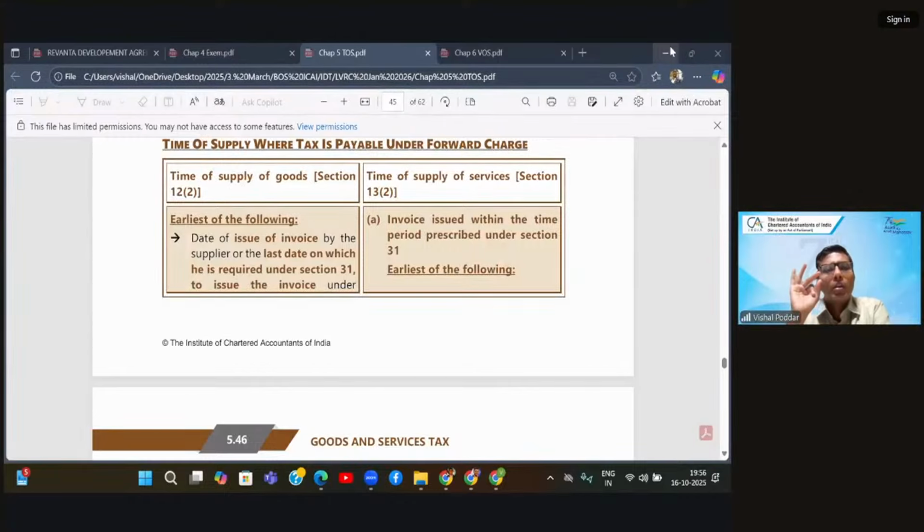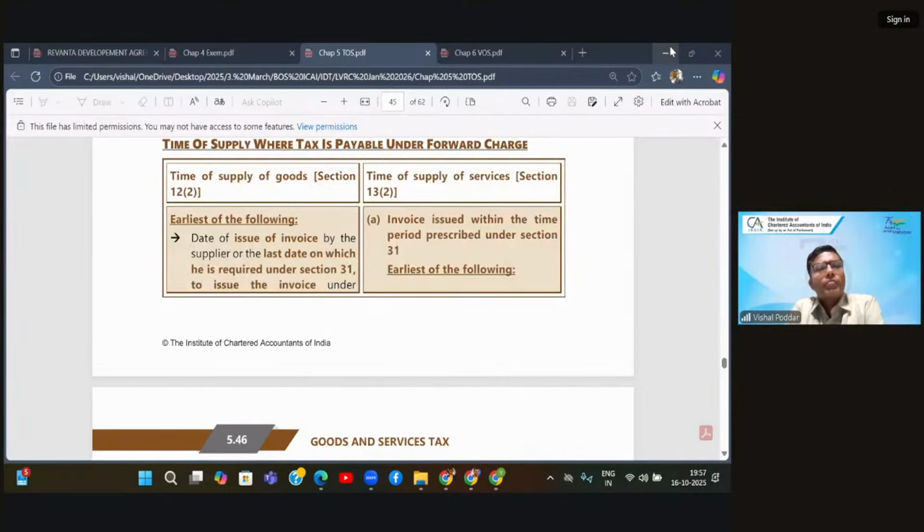Then we come to the last scenario in case of forward charge of service. The first was cessation of service, then the special scenario of continuous supply of service, and now all remaining, which is the regular scenario. So in case of all remaining services, which are neither cessation nor continuous supply of service, let us say you come to me for some consultancy, I give you consultancy, done. You come to me for income tax audit or income tax return filing, I do that, done. So it is neither cessation nor continuous supply, it is a one-time service.